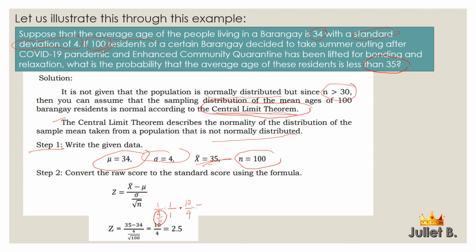And then, meron na tayong 10 over 4. 10 over 4 or 10 divided by 4 is 2.5. Ang Z natin ngayon ay 2.5. Take note, ang sabi niya dito ay less than 35. So, meaning that is Z less than 2.5.